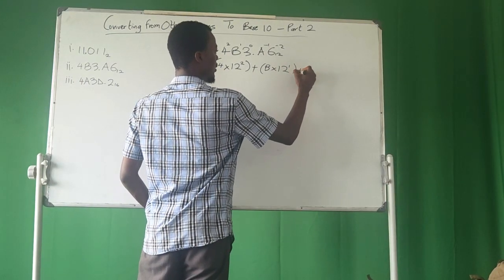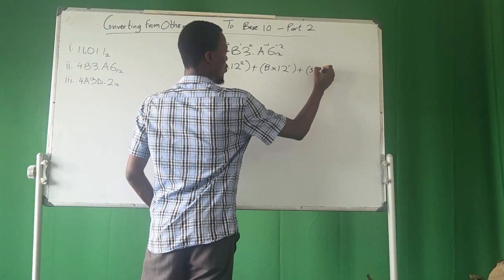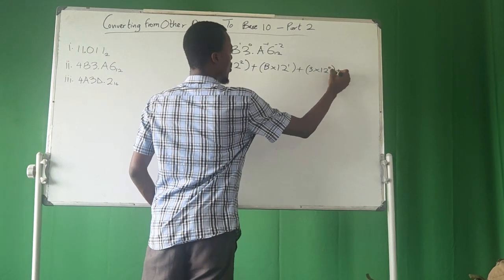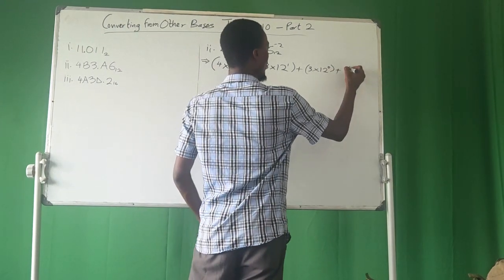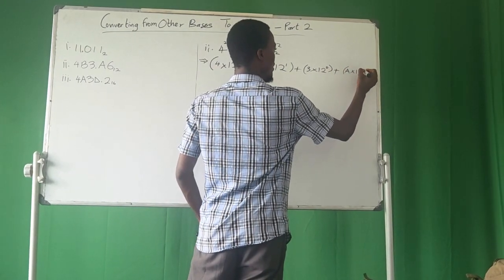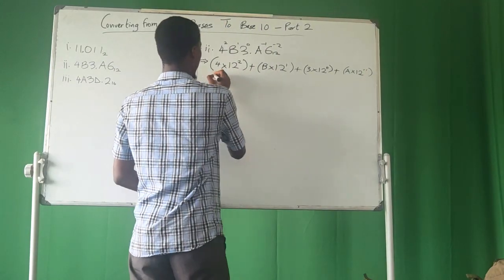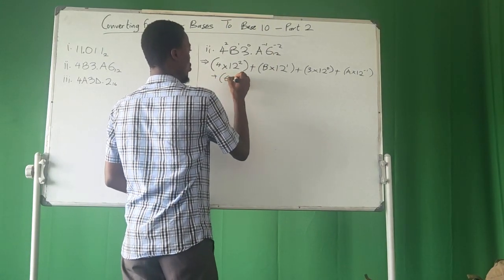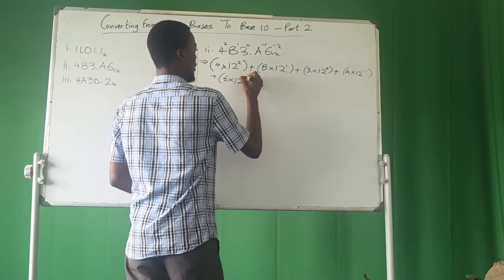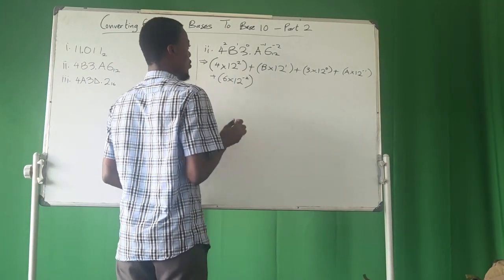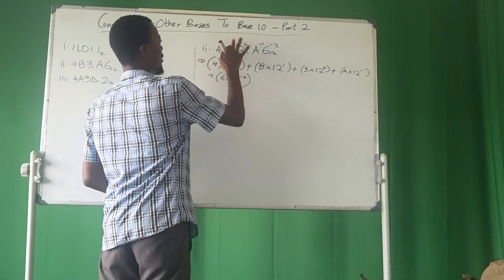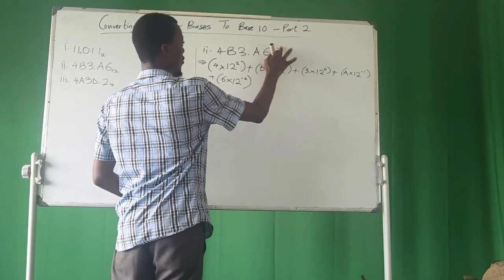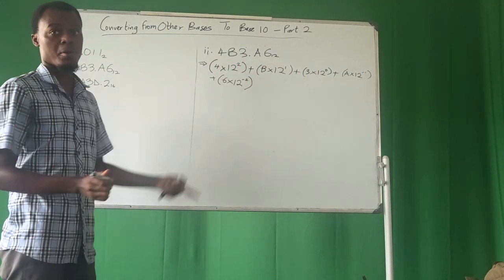Plus 3 times 12 exponent 0, plus A times 12 exponent minus 1, plus 6 times 12 exponent minus 2. Okay, so now we can just clean this. We are just using it to know that our power is down.